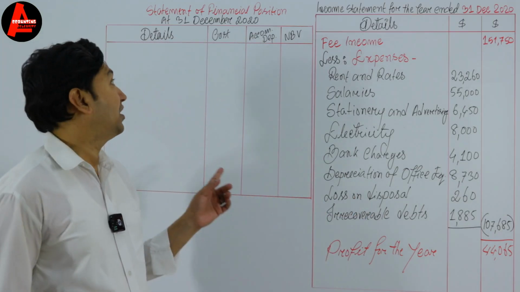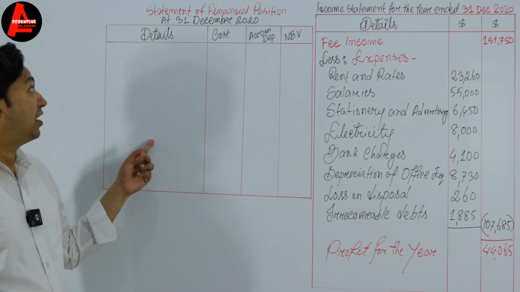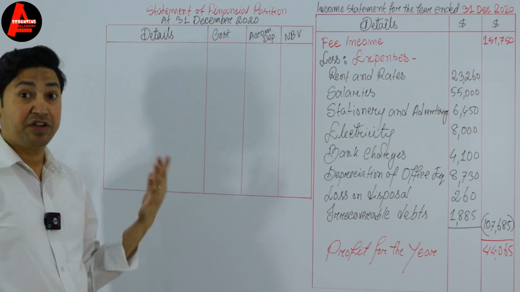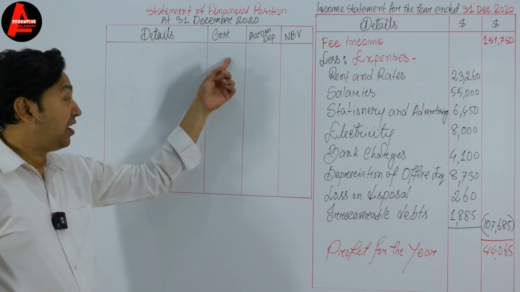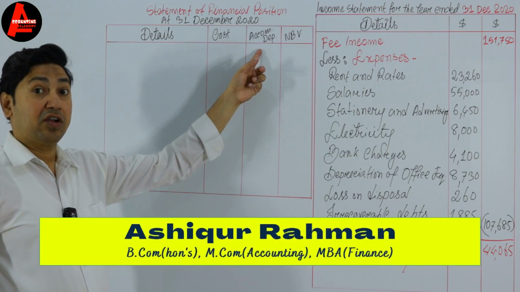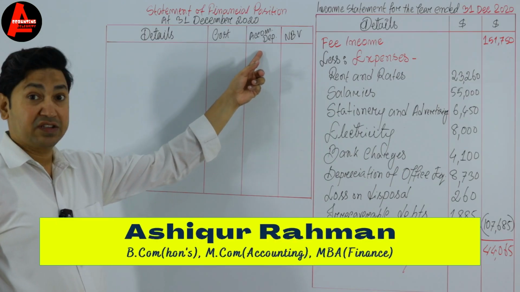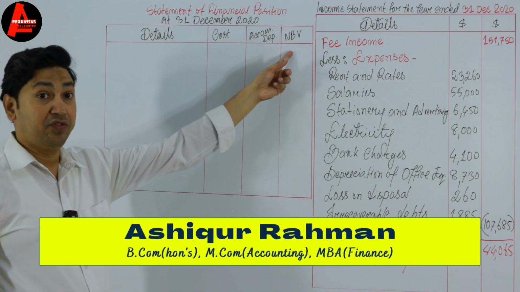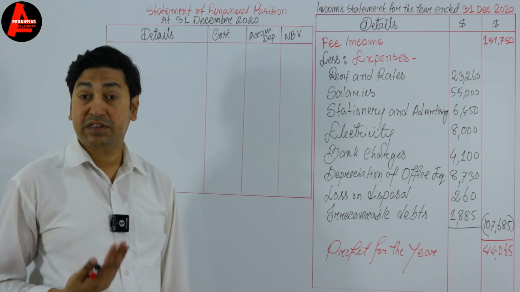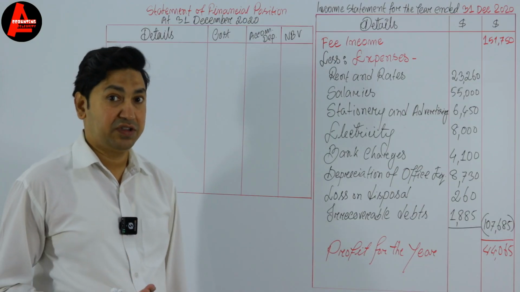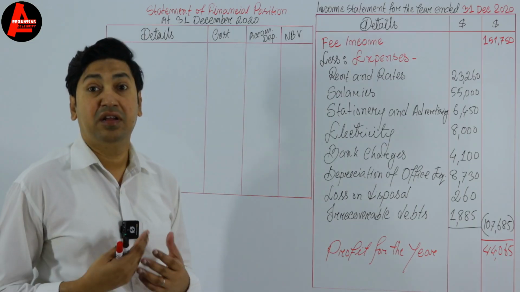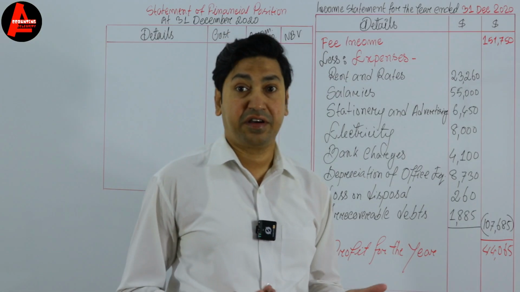Okay, so you see this is the format, here the detail and here the cost. This column is cost. When we write the non-current asset, we will write the cost price here. Then it is accumulated depreciation. We will write the accumulated depreciation in this column. Then here net book value. Net book value equals cost of non-current asset minus accumulated depreciation. We will write this amount here. Then we will write all the current assets, other current assets.